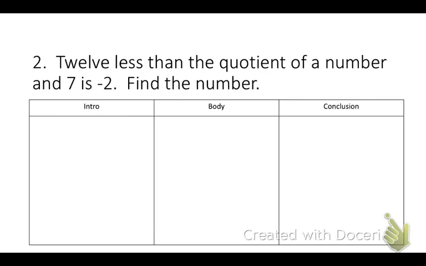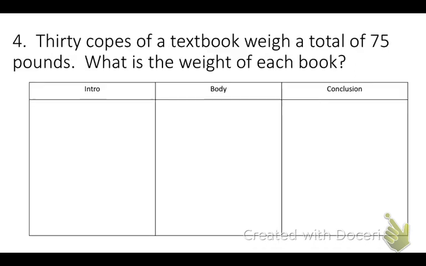Now, I'm going to show you more real life situation. This is number 4 on your study guide. So number 4 says, again, I'm going to step 1, read it. 30 copies of a textbook weigh a total of 75 pounds. What is the weight of each book? Okay, so I'm going to have you pause it, and I want you to circle your math numbers. All right, here you can see I have circled 30, and I've written the number above it, 30, and I circled 75.